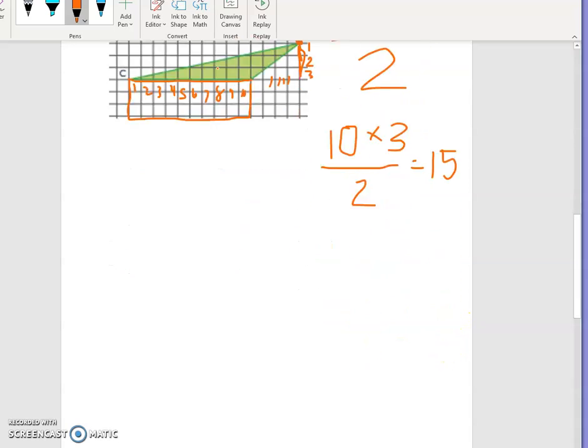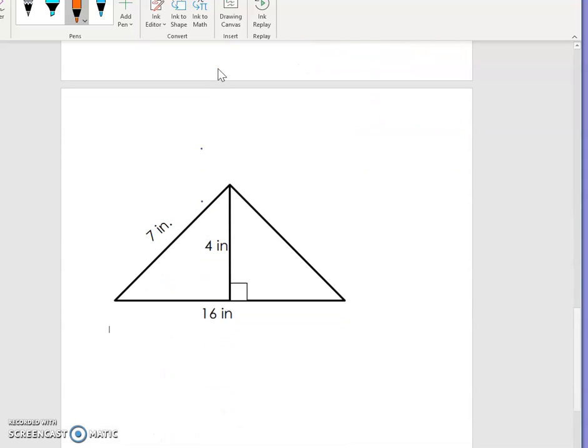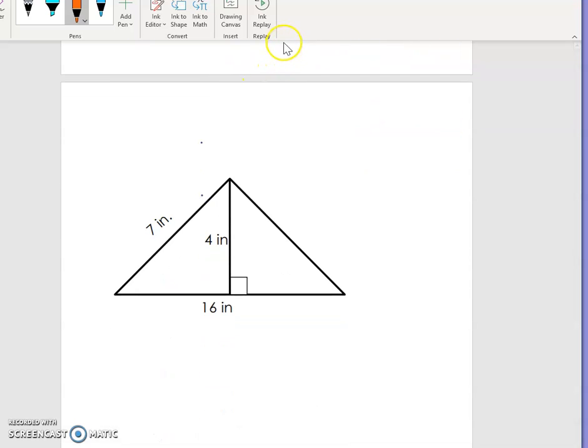Let's look at one more. This triangle has all of the dimensions drawn on for it. Remember, when we start this problem, we're going to write our formula first. Because it's a triangle, we're going to use base times height divided by 2.